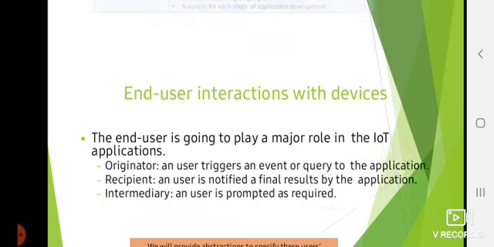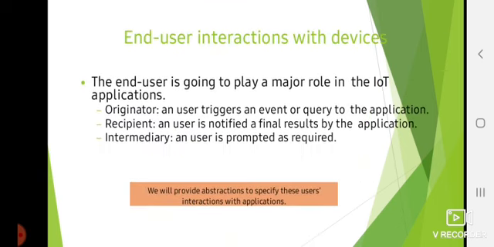Next, we have to see the end user interaction with devices. The end user is going to play a major role in IoT applications. It may consist of three types. First is the originator. The originator is a user who triggers an event or query to the application. The second one is the recipient. A user is notified of a final result by the application. The intermediary is a user who is prompted as required. We will provide a particular abstraction to specify the user and how they interact with the application.